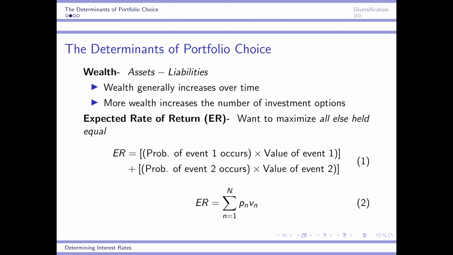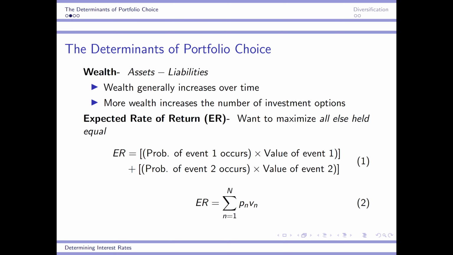So the second determinant is super important. So it's really important you guys understand this really well. And that's the expected rate of return that an investment provides. So all else held equal, an investor's objective is to maximize their future return. But they can't see into the future. They are not clairvoyant. And so an investor, when deciding whether or not to make an investment, tries to calculate the expected rate of return that that investment will provide. And so, all else held equal, this is what they're trying to maximize.